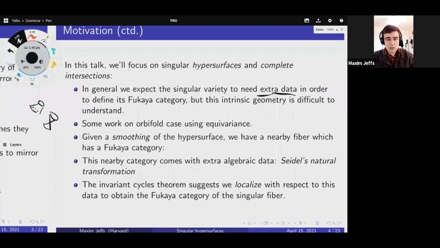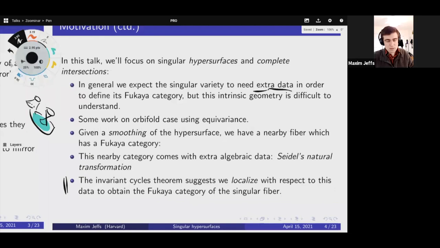Not only is there a monodromy natural transformation around the singular fiber, but there's also some extra symplectic data associated to this, which is called Seidel's natural transformation, which is roughly speaking some count of holomorphic curves that are sections of this fibration. I'll say more about this shortly. The idea, motivated by theorems in terms of cohomology, is that we localize this natural transformation, whatever that means, some kind of algebraic procedure with respect to this natural transformation, in order to obtain the Fukaya category of the singular fiber.